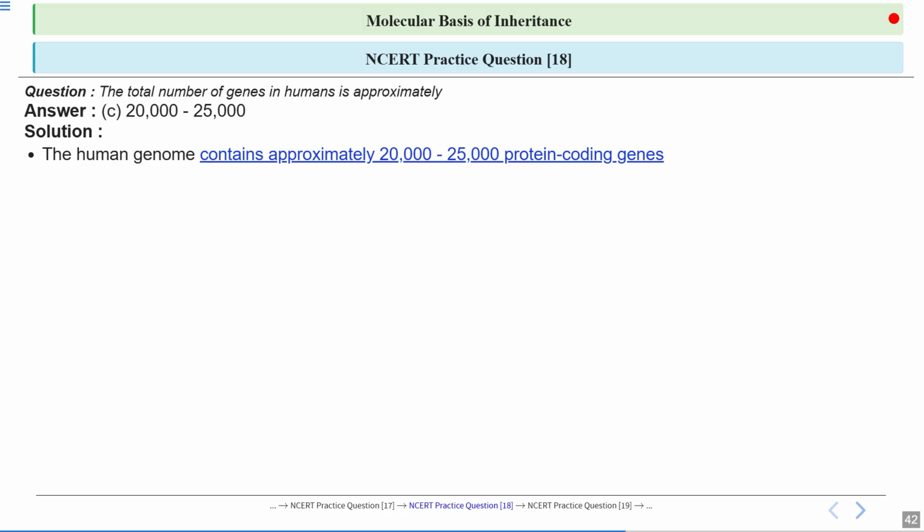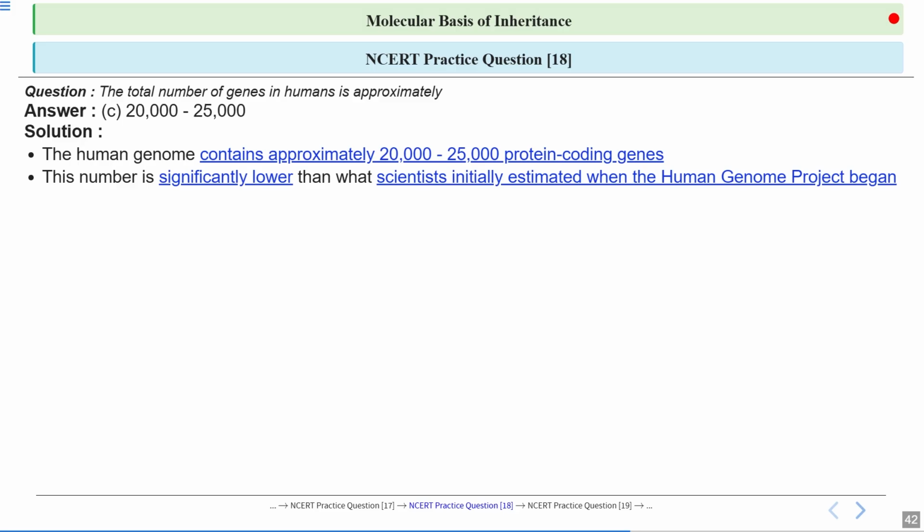So the human genome consists of approximately 20,000 to 25,000 protein coding genes. Less than 2% of the genome codes for protein, 98% is junk DNA. It's mostly made up of repetitive DNA. Earlier the number of genes estimated was very high, but after the Human Genome Project it was revealed that the human genome consists of around 20,000 to 25,000 protein coding genes.